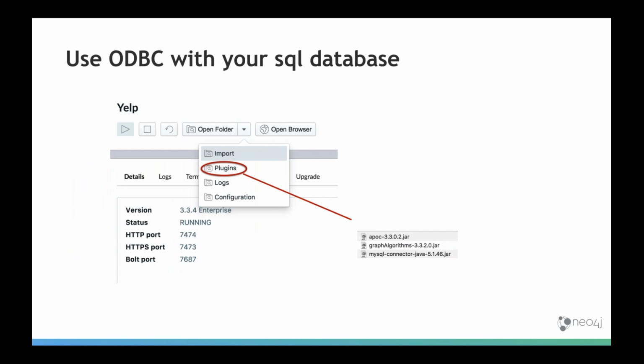I'm also quickly going to show you how you can get ODBC to work with your SQL database if you have one. And I've used MySQL locally on my database. And in order to connect Neo4j with MySQL, I had to find a MySQL connector. I also made sure when I downloaded Neo4j Desktop that I install the APOC library. And as you see, I also have the graph algorithms library, but we're not going to use that now.